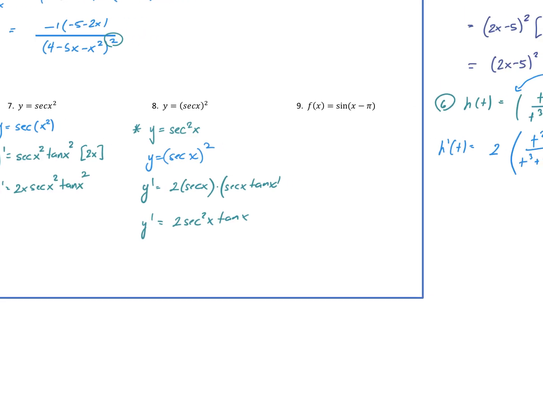And then for number 9, the outside function is sine. Derivative of sine is cosine of this function times the derivative of the inside. Don't be fooled by that. Pi is a constant. Pi goes to 0. F prime of x is equal to cosine x minus pi.